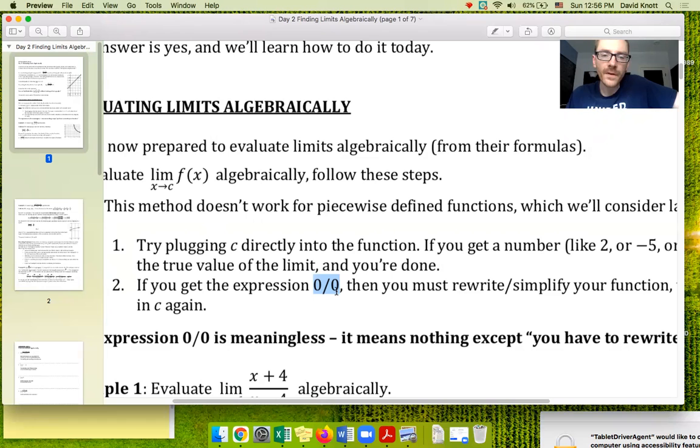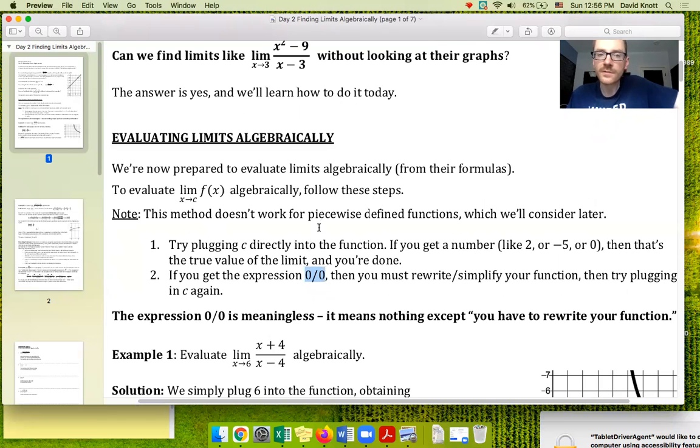So, the game plan here for evaluating limits algebraically is you take the value c, you plug it into the function, and you see what you get. If you get a regular number like 7, that's the value of the limit. There's nothing else to do for the problem. You write down 7, you circle it, and you move on. Most of the time, that won't happen. Most of the time, you'll get 0/0, which means that you have to simplify your function somehow. You have to rewrite your function and then try plugging the number in again. Okay, that's what it means.